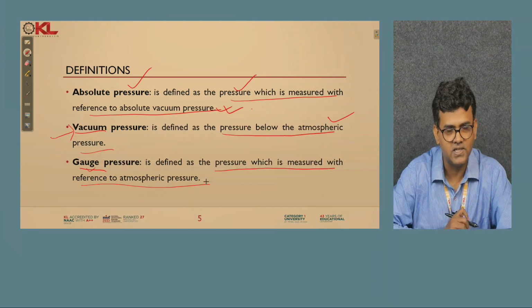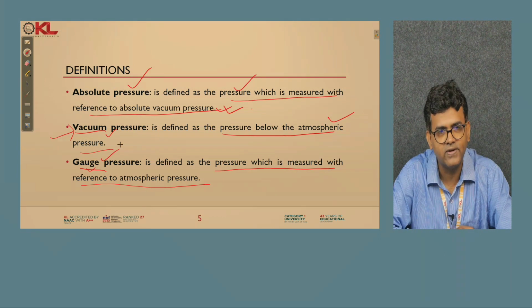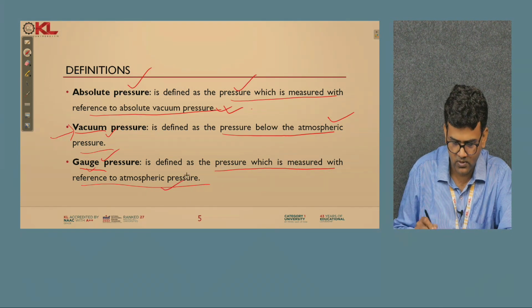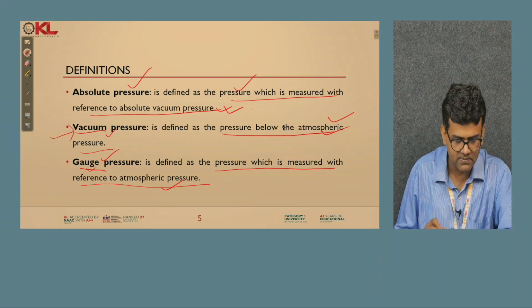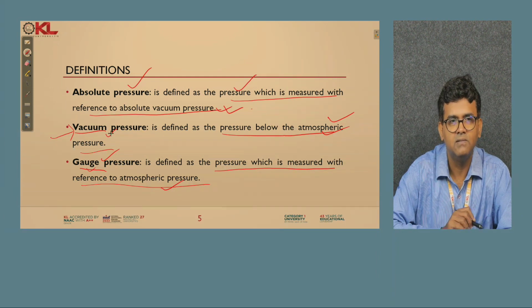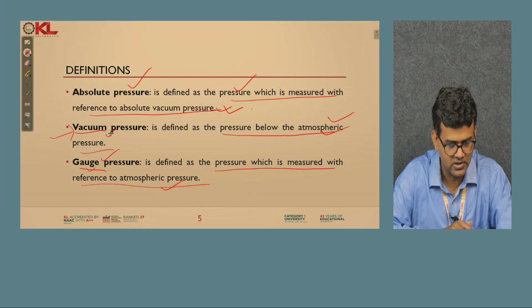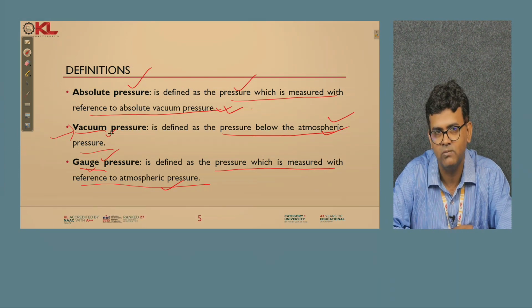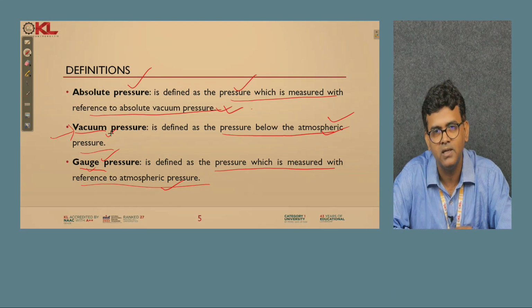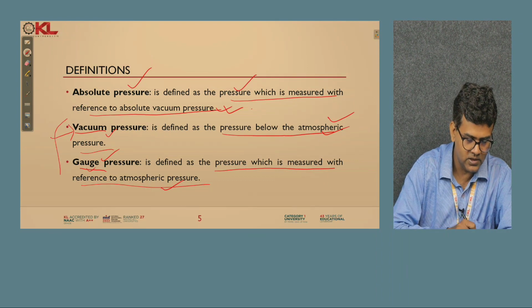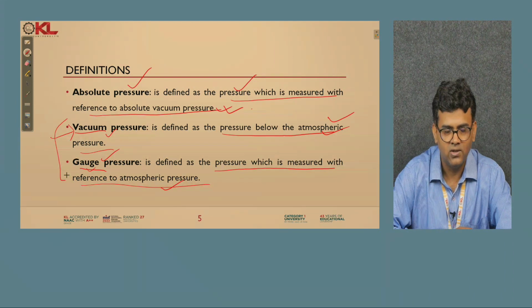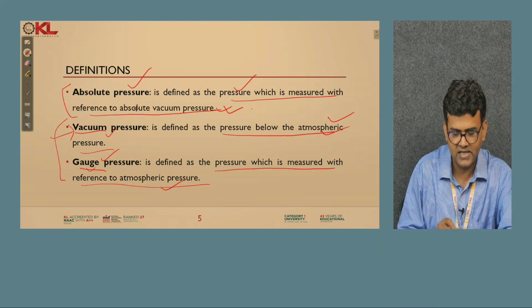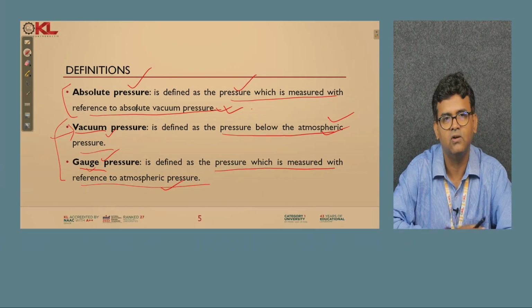For both vacuum and gauge pressure, the reference line is the atmospheric pressure. If the pressure is measured below the atmospheric pressure, it is called the vacuum pressure. If the pressure is measured above the atmospheric pressure, it is called the gauge pressure. That is the difference between vacuum and gauge pressure. While in case of the absolute pressure, the reference line is the absolute vacuum pressure.